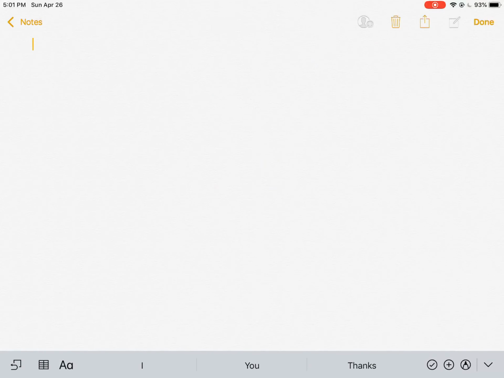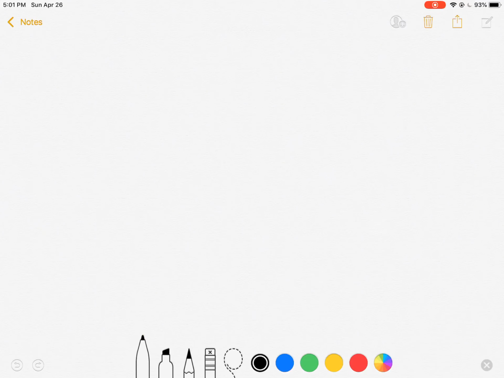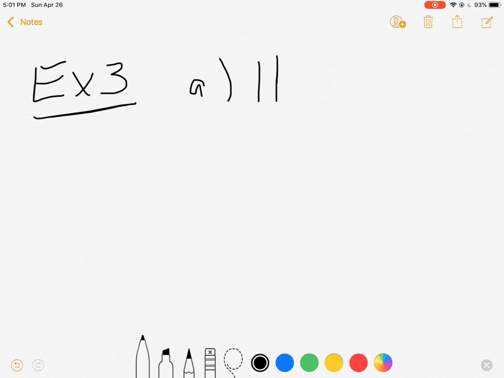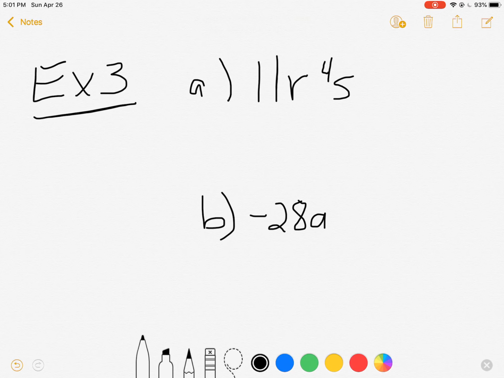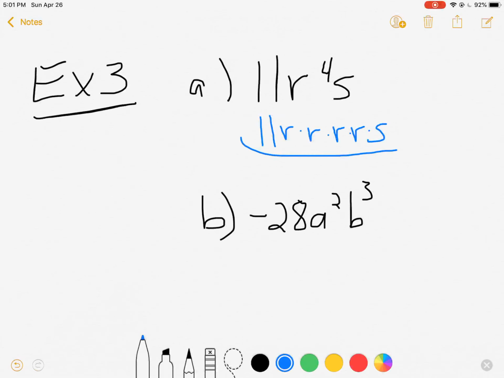All right, example 3. On example 3, it just asks us to factor. And A has 11 R to the 4th S. And on B part, we have negative 28 A squared B cubed. So 11 is prime. So when I break down 11, only 1 and itself will go into it. R to the 4th would be R times R times R times R, and then S would just be times S. So that would be my factored form.